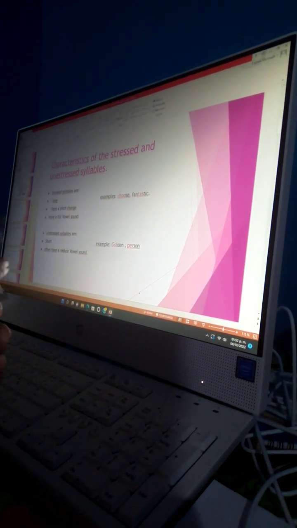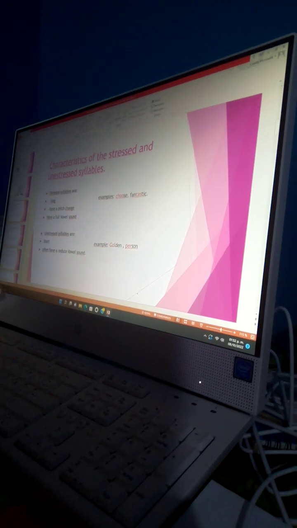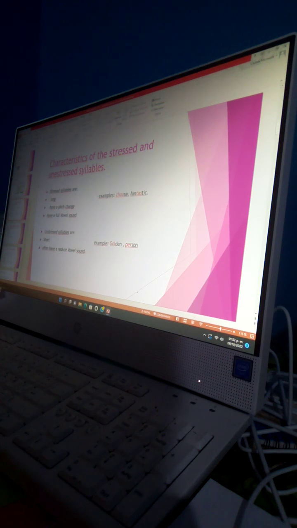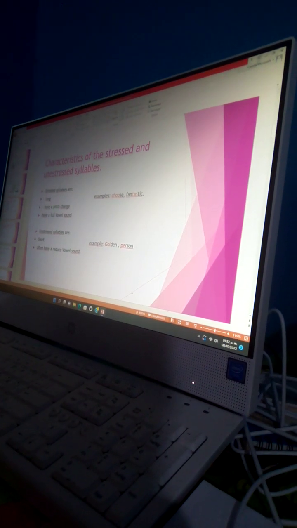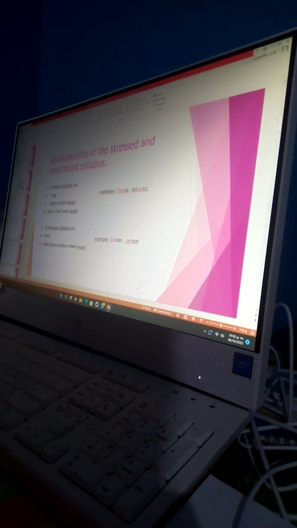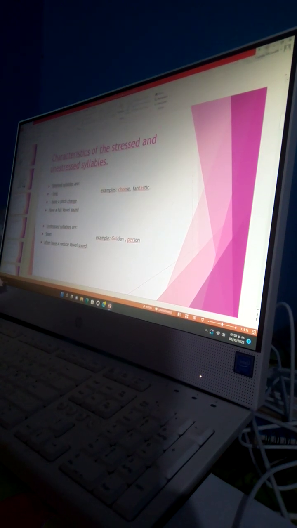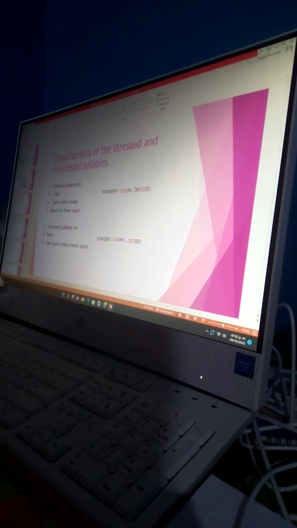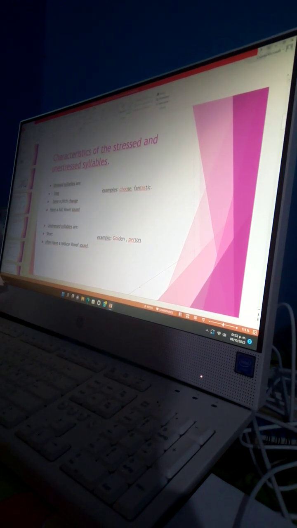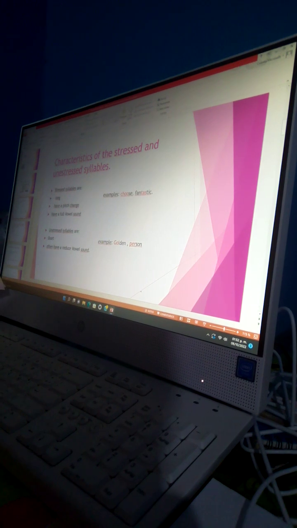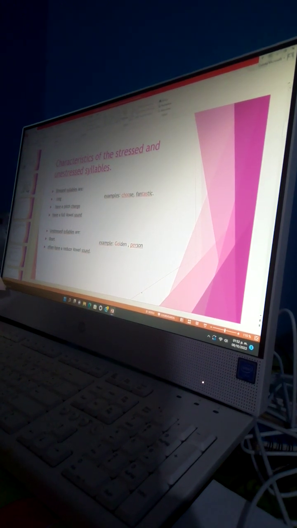Choose. Fantastic. Okay, the unstressed syllables are short and often have a reduced vowel sound. We have two examples here, golden and person. That's why it's unstressed: it is there but the pronunciation is short and lower, right? For example, golden, person.